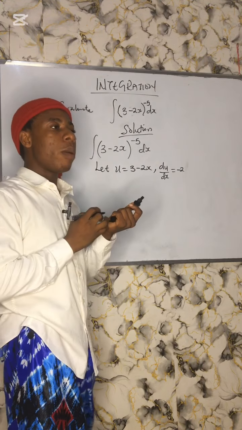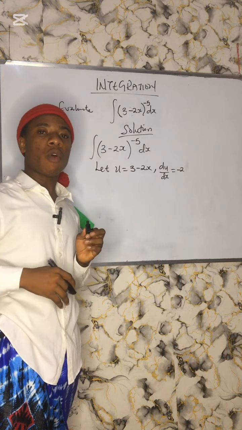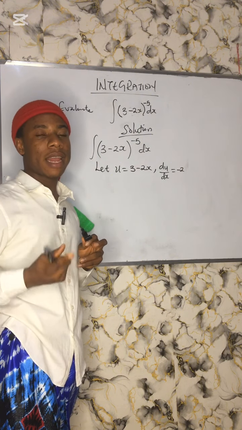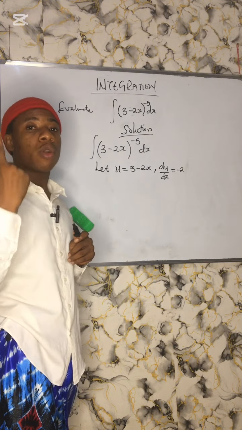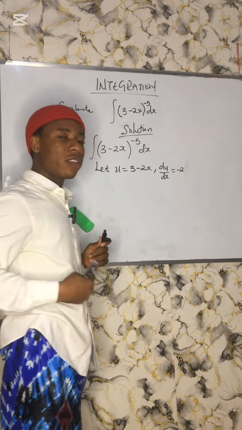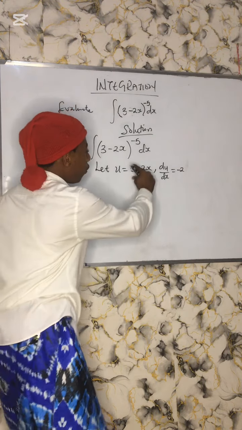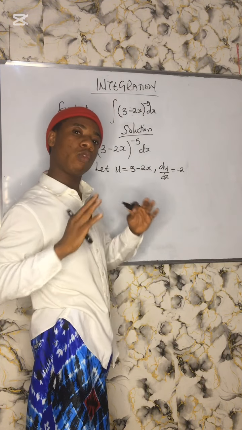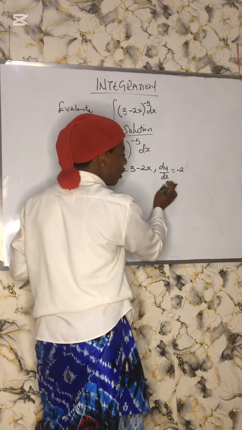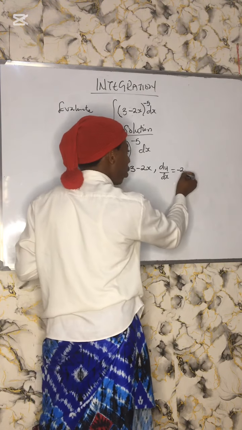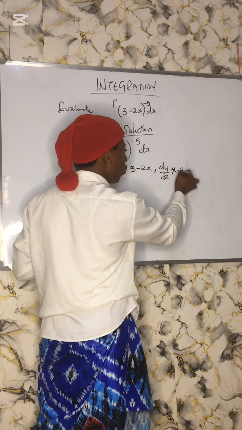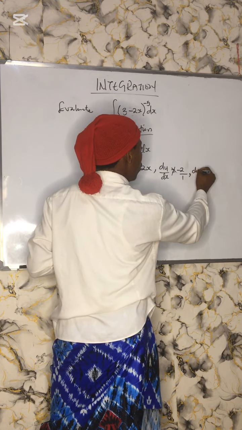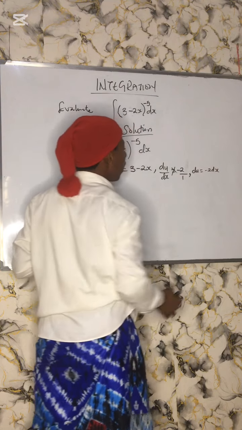Let me explain. Remember that in calculus, the derivative of any identity function is 1. That simply means if you differentiate any identity like x, you're going to have 1. If you differentiate a constant function, you are having 0. So if I differentiate just 3, I'm having 0. If I differentiate minus 2x, I'm having only minus 2. So I want to make this dx the subject of the formula. Remember in your primary school, what you do is over 1, then cross multiply. So what I'm going to have here will be du equals minus 2 dx.